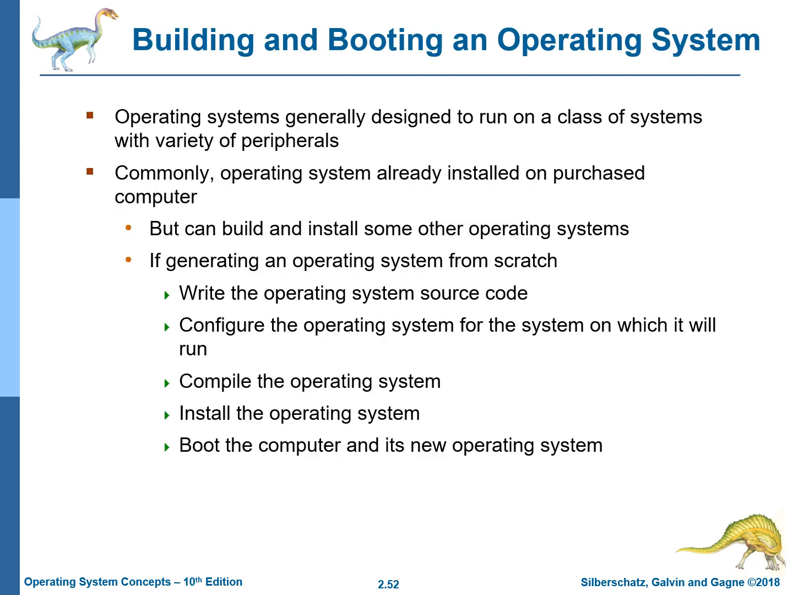Building and booting an operating system. Operating systems generally are designed to run on a class of systems with a variety of peripherals. Commonly, the operating system is already installed on a purchased computer, but you can build and install some other operating systems. If generating an operating system from scratch, write the operating system source code, configure the operating system for the system on which it will run, compile the operating system, install the operating system, and boot the computer and its new operating system.